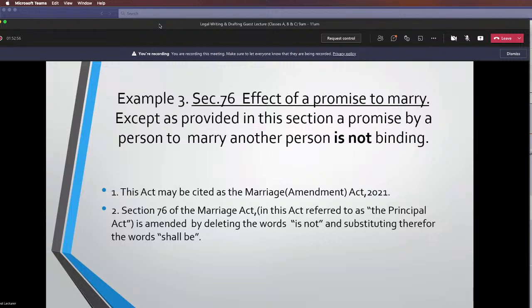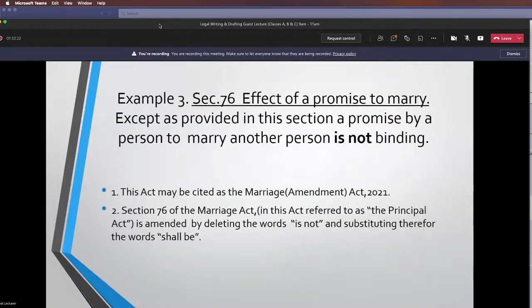But in legislative drafting, we try to get away from legalese or lawyerism, and therefore we try to use simple language and then say this Act referred to as the Principal Act is amended by deleting the words "is not", if you look up there, and substituting therefore the words "shall be". So we're deleting the words "is not" and substituting therefore the words "shall be". It should read therefore, "except as provided in this section, a promise by a person to marry another person shall be binding." So what we're trying to do is get the language of amendment.